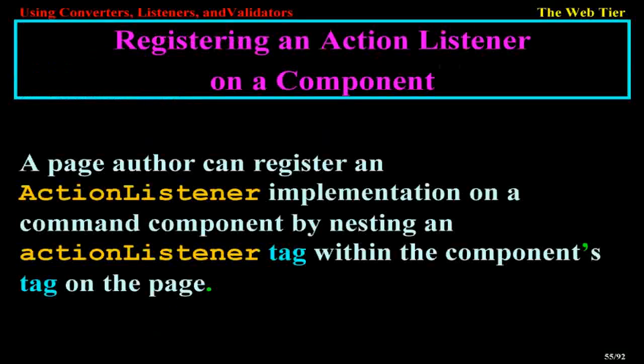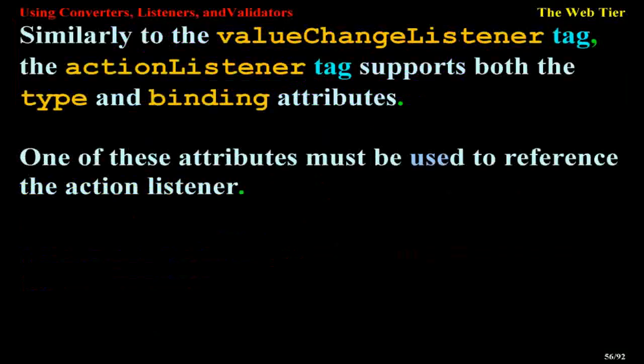Registering an actionListener on a component. A page author can register an actionListener implementation on a command component by nesting an actionListener tag within the component's tag on the page. Similarly to the valueChangeListener tag, the actionListener tag supports both the type and binding attributes. One of these attributes must be used to reference the actionListener.